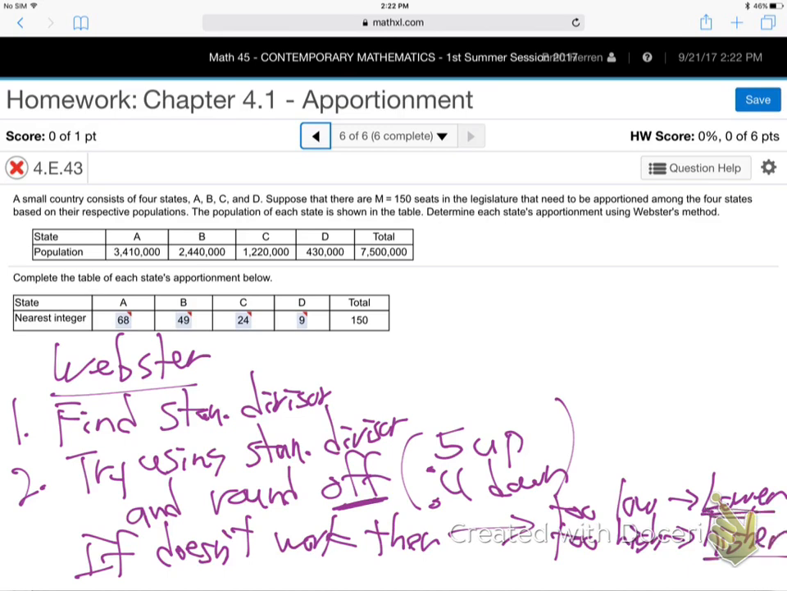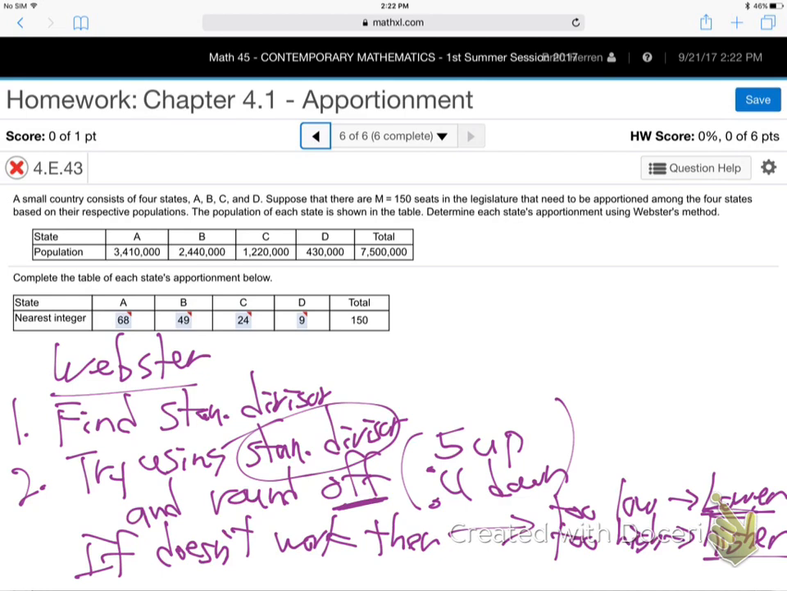But the point I hope I'm making clear is with Webster's, you actually try the standard divisor first. Most of the time, it actually works. The standard divisor itself actually works. That's why I like Webster's better as well. A lot of times you don't have to go with the new divisor. The standard one will actually work just fine a lot of times. So is everybody tracking with me there? Do you see the difference?